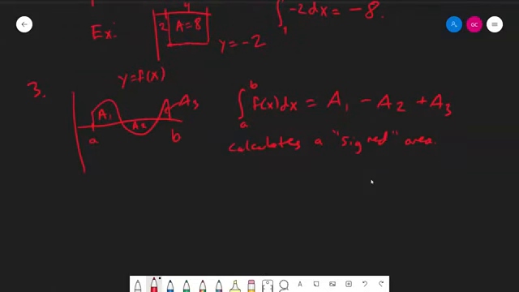If you wanted the actual total area, if you wanted A1 plus A2 plus A3, well, what you would have to do is something like the integral of the absolute value of f of x. Because the absolute value of f of x would then take this red part down here and flip that part of the function to be up here, and so then you'd have this region up here instead.